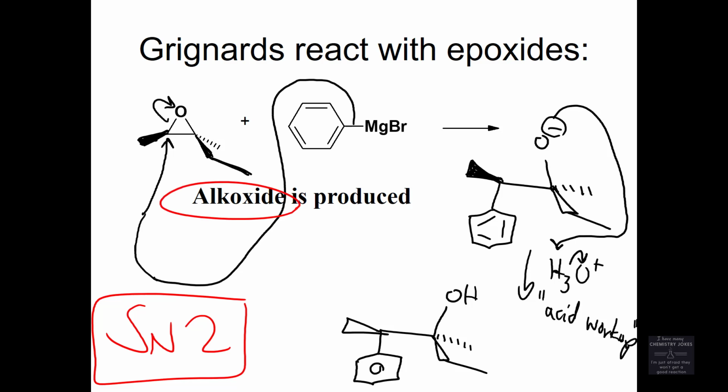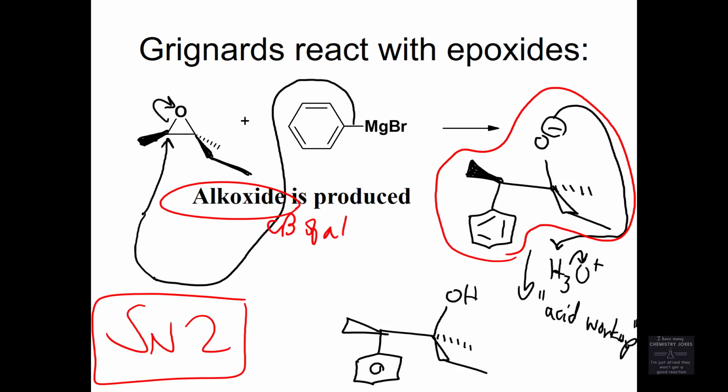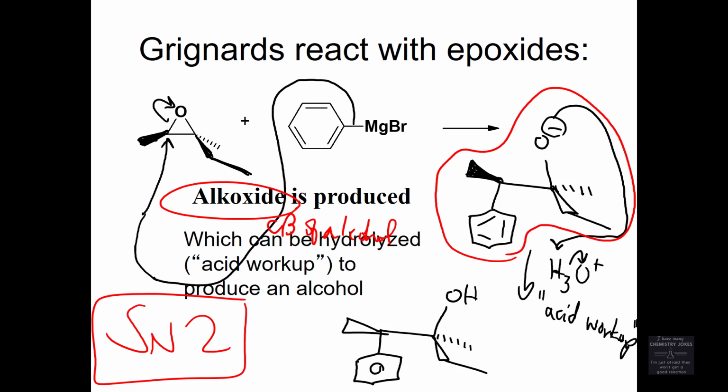Alkoxide is this thing. That means the conjugate base of an alcohol. Because Grignards are strong bases, thou shalt not get an OH product when a Grignard attacks an epoxide. That alkoxide, it says, can then be hydrolyzed, acid workup, to produce an alcohol. That must be a separate step.